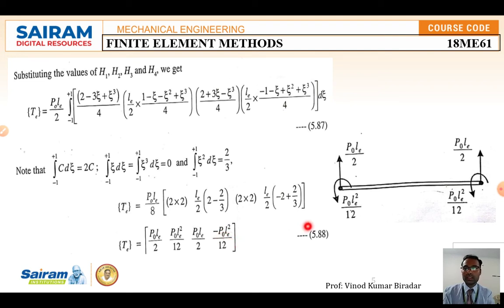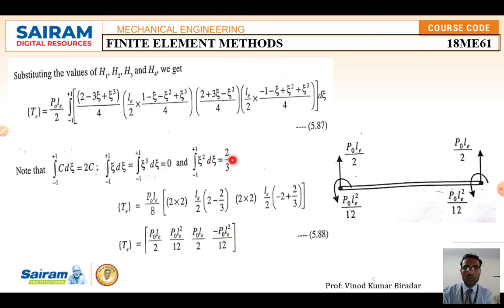We have to take this equation. This equation is very important. The traction force, or the body force, or the load due to UDL is equal to P naught Le by 2, P naught Le square by 12, then P naught Le by 2, and minus P naught Le square by 12. After integration, we are going to get these values.